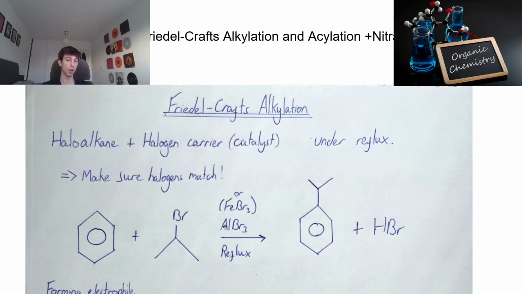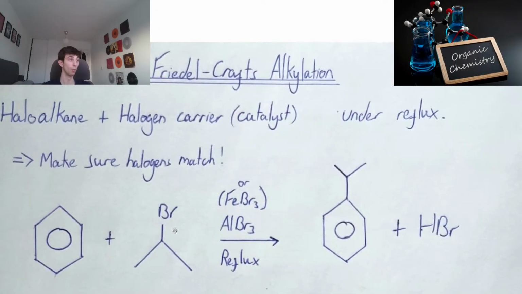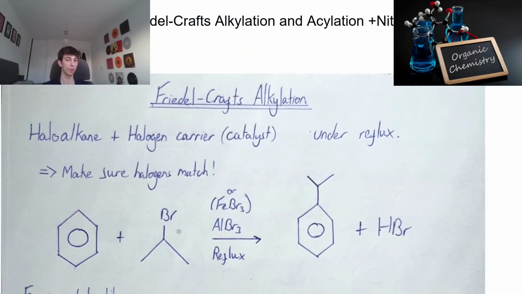We have aluminium tribromide. We reflux it. It could be iron tribromide, but the key thing is we have those 3 bromines. Then from here, we would form the electrophile because we're going to have that AlBr4 minus. But we're going to get there in a second. And we would just be left with a positive charge here.